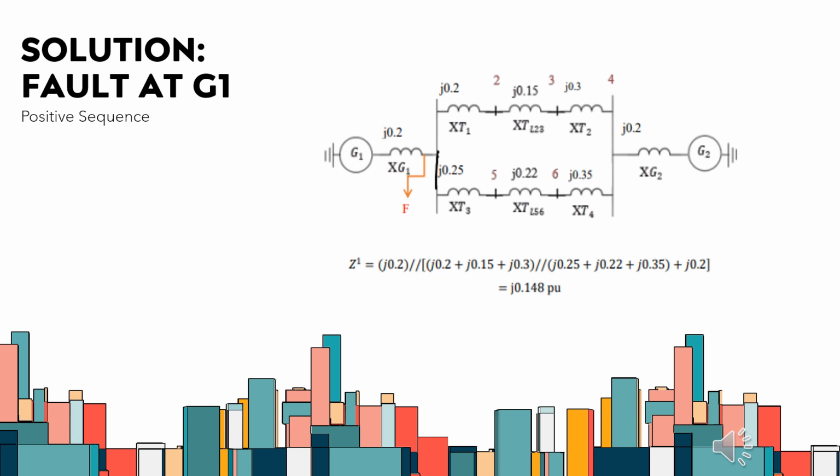Next, we need to find the positive sequence. For the positive sequence, we already drew the equivalent circuit. We need to find the fault at the red arrow. To do that, we find the value of XT1 plus XT3 plus XT2. The answer we parallel with XT3 plus XTL5 and XT4. Then we add XT2, and parallel the result with XG1. The answer we got is 0.148 pu.